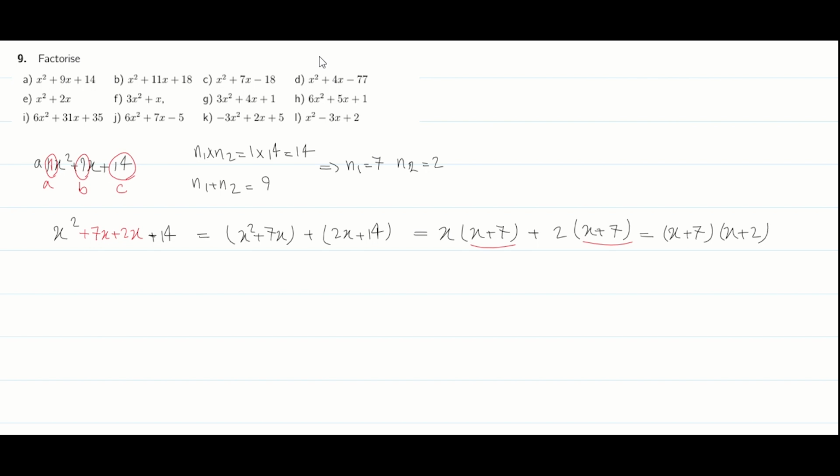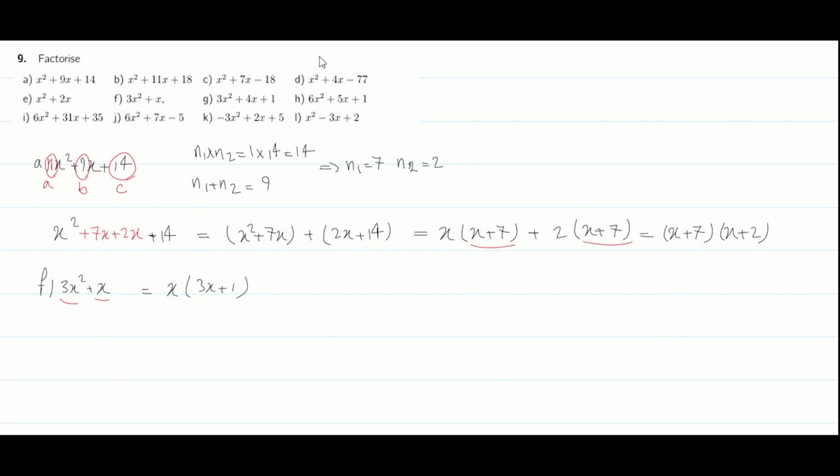Now, let's say that we want to solve f. On f, we have 3x squared plus x. There you can see we are dealing with two terms in here, which is x and 3x squared. So because of that fact, we can simply factorize it using the common factor. The common factor in here is the x value, so we can rewrite it as x times 3x plus 1.